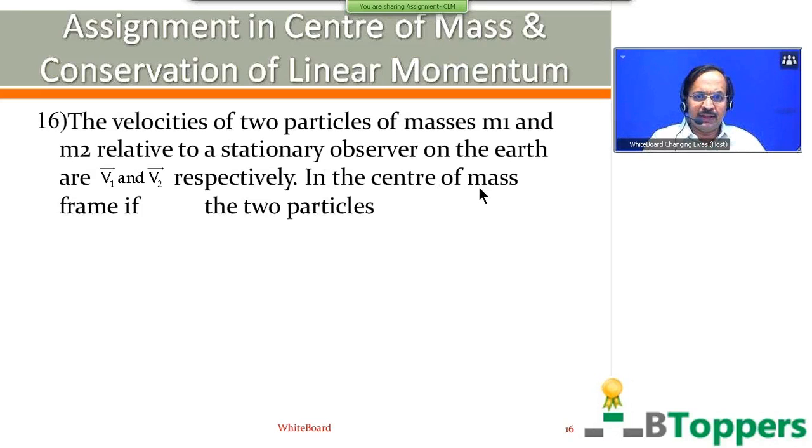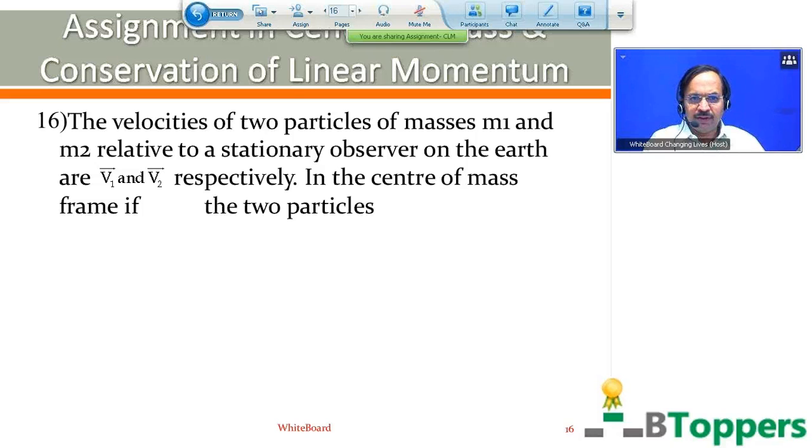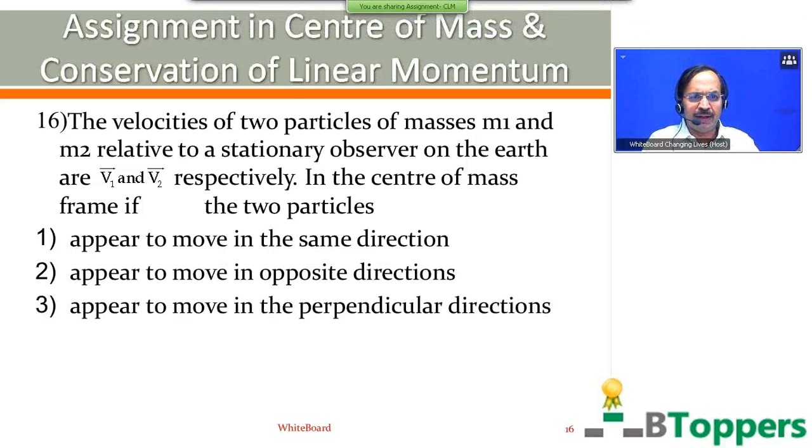The velocities of two particles of masses m1 and m2 relative to a station observed on the earth are v1 bar and v2 bar respectively. In the center of mass frame, if v1 bar is not equal to v2 bar, the two particles, there are four options on the screen. First option, appear to move in the same direction. Second option, appear to move in opposite directions. Third option, appear to move in perpendicular directions. Fourth option, none of the above. Come on, try to answer the question.